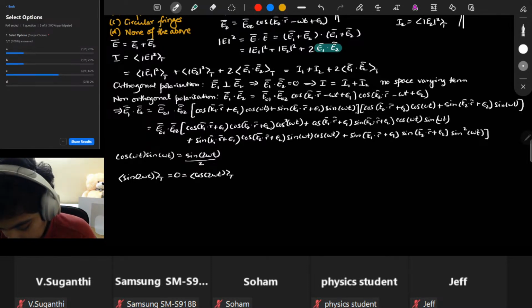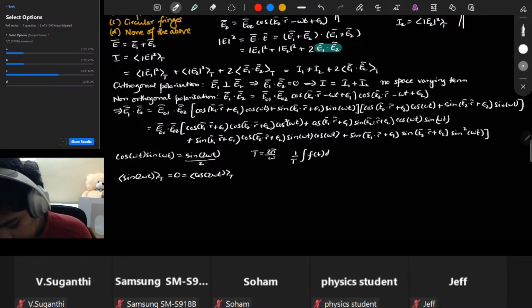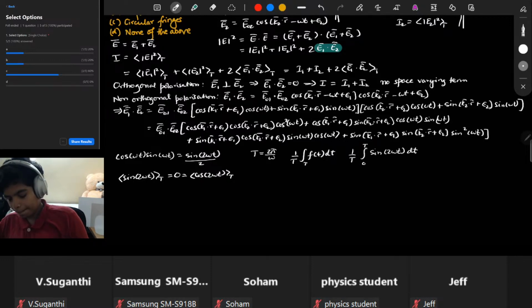Now, how do I get that? This is because one time period is nothing but 2 pi over omega. That's the definition of time period. And how do we find out the time average? We do 1 over T integral of f of t dt, where we integrate over one time period. So here our function is, let's say, sine 2 omega t. So we'll do 1 over T integral of sine 2 omega t dt from 0 to T.